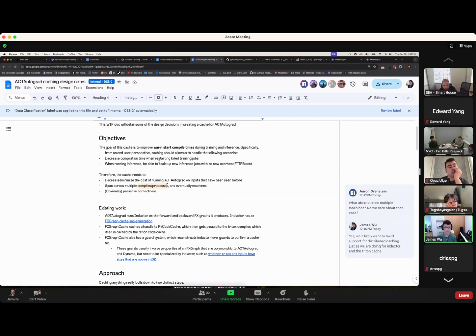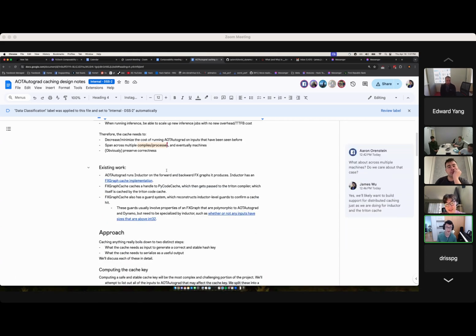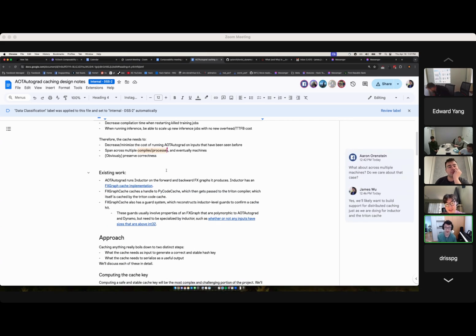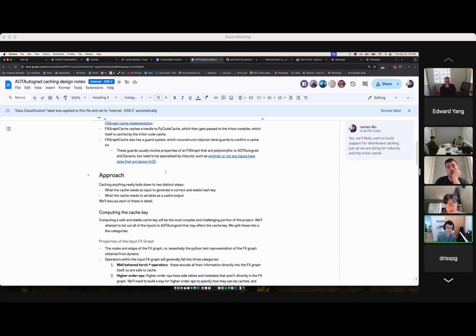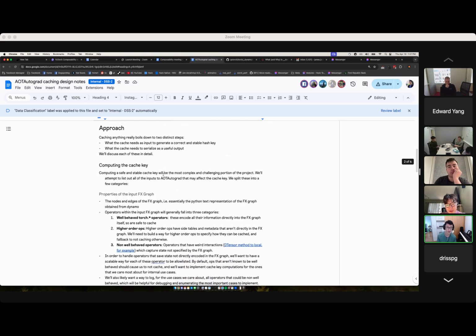So with any cache, the things we want to talk about here are computing a safe cache key and what exactly we're caching. What exactly are we serializing and saving in state? We're going to start with computing the cache key, and computing the cache key is probably going to be the most complicated part of this project because there's a lot of different moving parts that AOTAutograd depends on in order to have correct behavior.